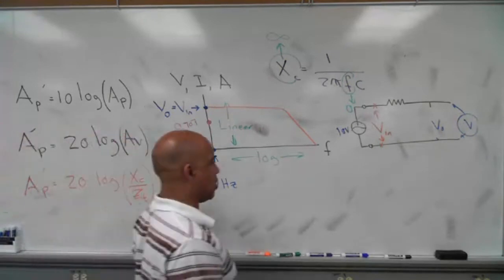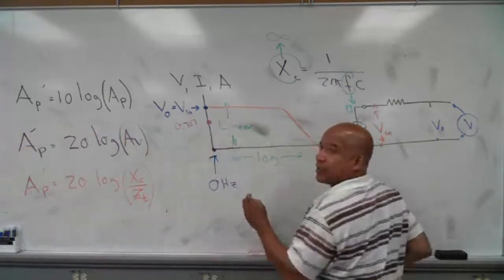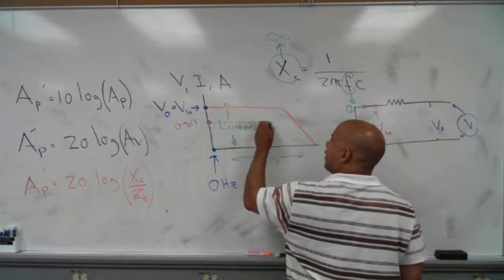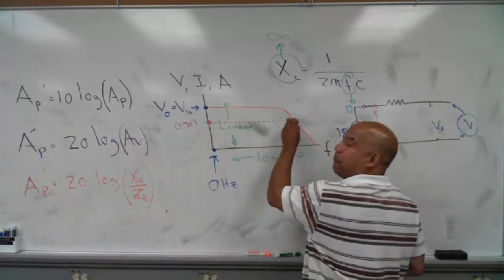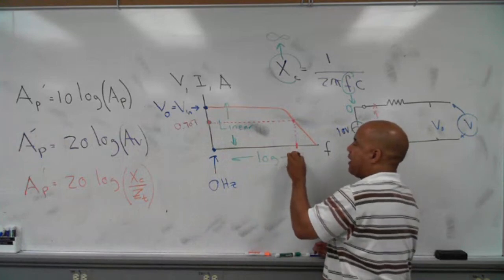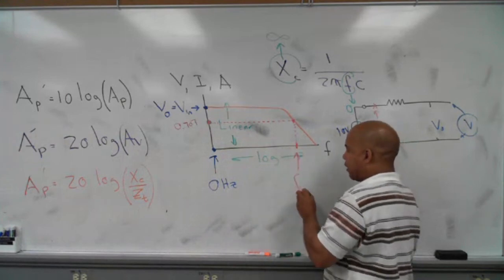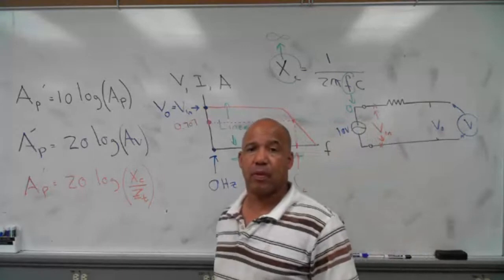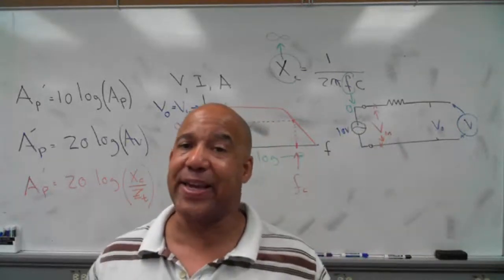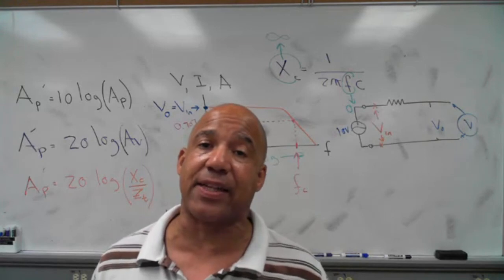If I draw a horizontal line over and intersect the graph, then if I drop a perpendicular down, it's going to tell me a certain frequency, and that frequency is important because that's our critical frequency. Now, that critical frequency gives us two pieces of information. Number one, we can calculate it. Remember, we derived that last class.